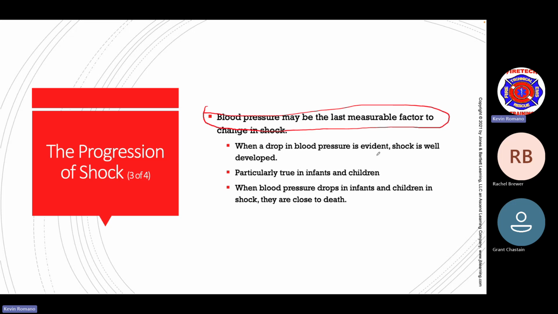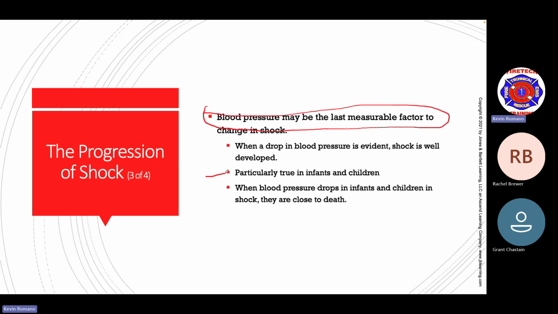But if you've had the patient for 20 minutes and you didn't pick up on those compensated shock indicators, then we're not doing something right in the back of the ambulance. We're missing something, right? Particularly true in infants and children. Remember that infants and children can compensate like no tomorrow, better than an adult can, right? So you've got to look for those other indicators that say there's something not right.